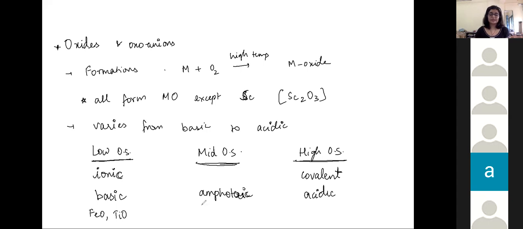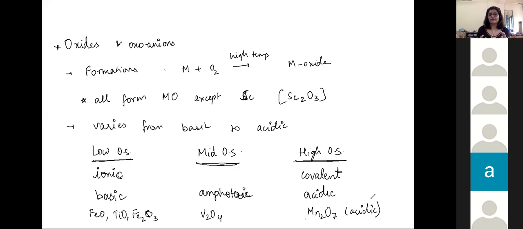An example of medium oxidation state is V2O4. Up to +3, even Fe2O3, I would say is ionic and basic in nature. Once it goes to +4, it is a mid oxidation state. And then extremely high oxidation state: Mn2O7, which has a +7 oxidation state, is completely acidic. In fact, Mn2O7 is a covalent compound.